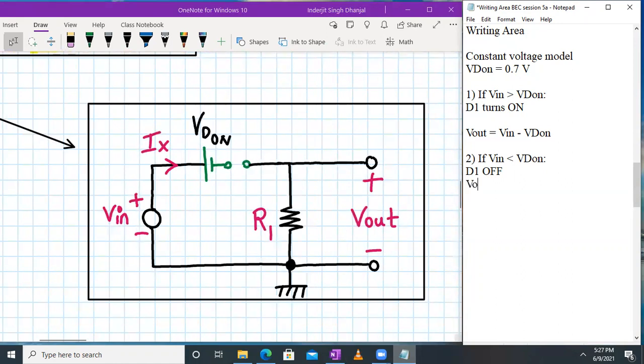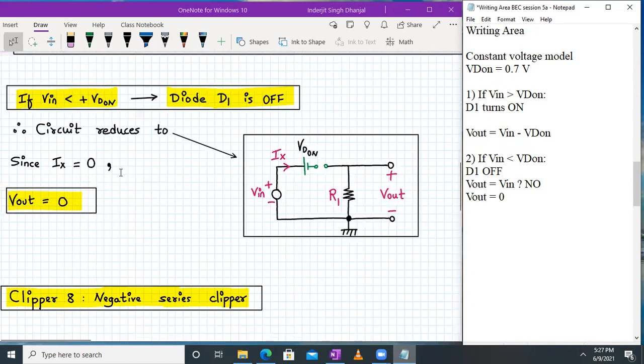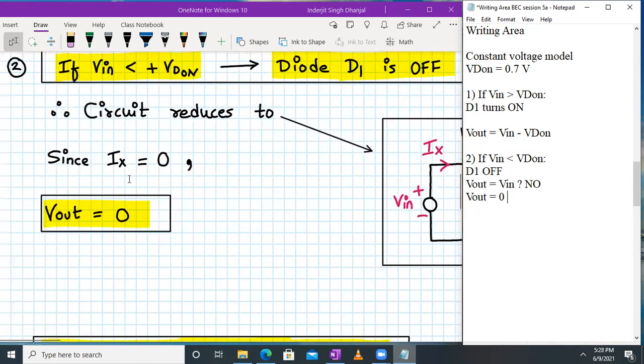Now, what about the output voltage? Is my output voltage equal to Vin? No, because the current Ix is 0, and here there is a break in the circuit. So since the current Ix is 0, the current flowing through the resistor R1 also will not exist. Hence my output voltage will be 0. Very, very important to understand. So simple, when Vin is less than VD on, my output voltage Vout is 0.